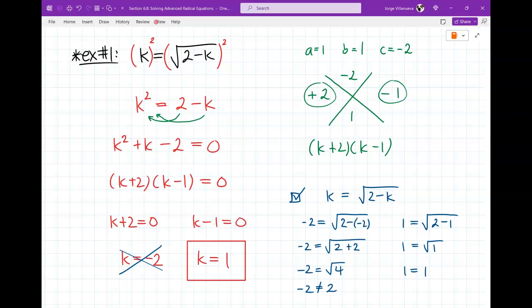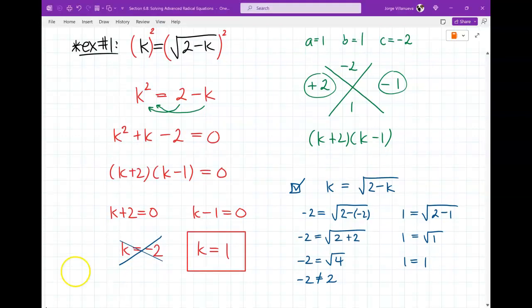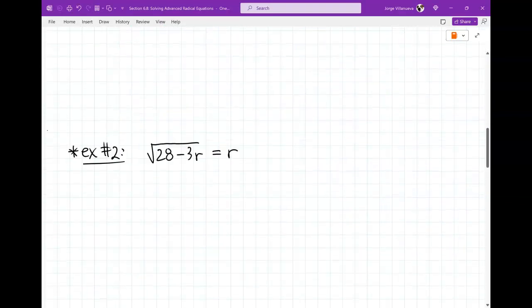So before I move on, I'm going to pause it real quick, but let me see if there's any questions on this. All right, so example 2.